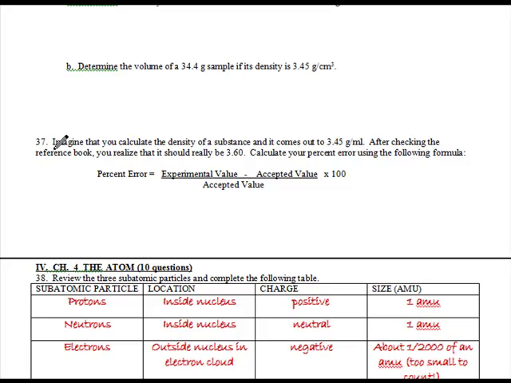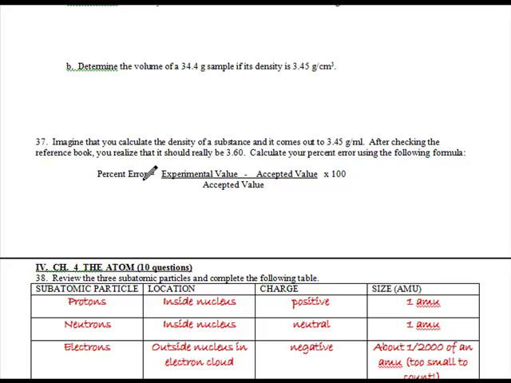All right, the last problem, 37 in this section here, is asking you about percent error. How far off are you? So it says, imagine you calculate the density of a substance and it comes out to 3.45 grams per milliliter. After checking the reference book, you realize it should be 3.60 grams per milliliter. Then it says, calculate your percent error using the following formula. You want to find out how much off are you? What percentage of the true value are you off?